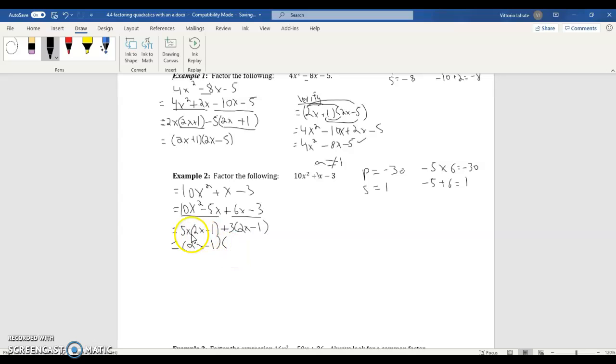multiplied by the other bracket with the leftovers there, 5x plus 3. And so what we've done is we've factored this over here, even though we didn't have an a that was equal to 1. And then we can proceed to verify just to make sure that we're on the right track. So we're verifying.